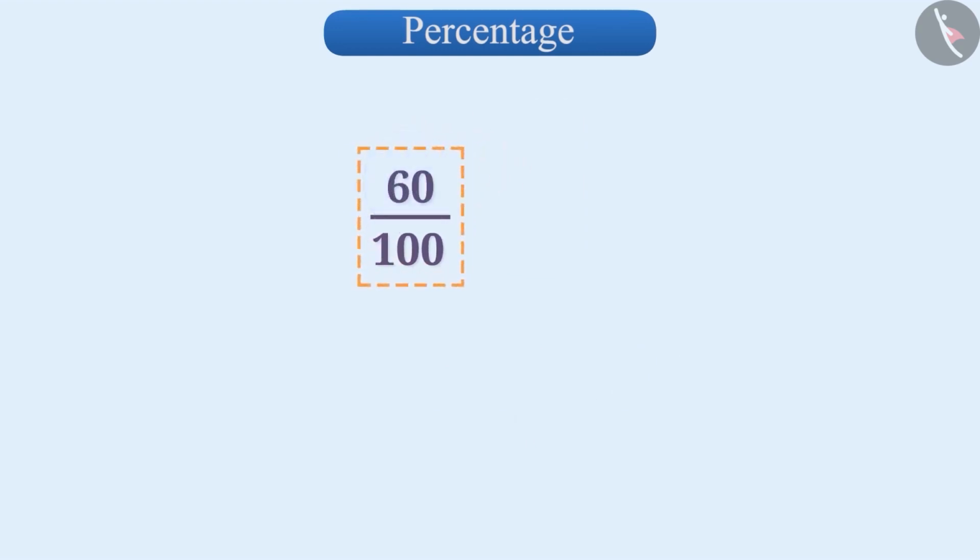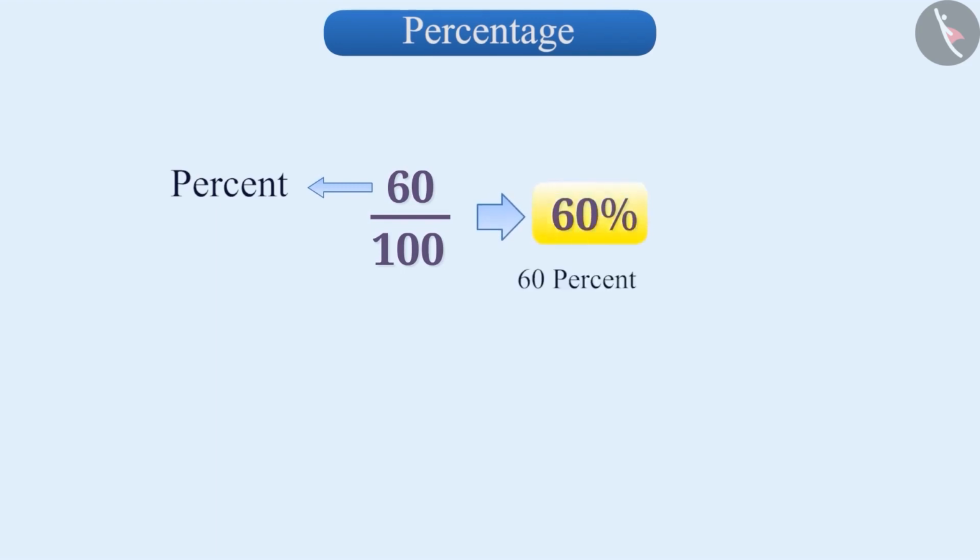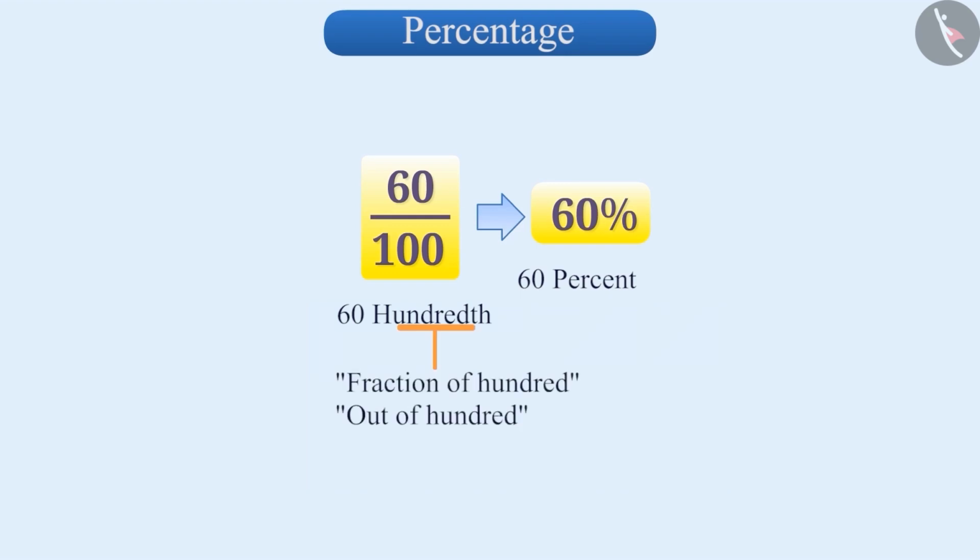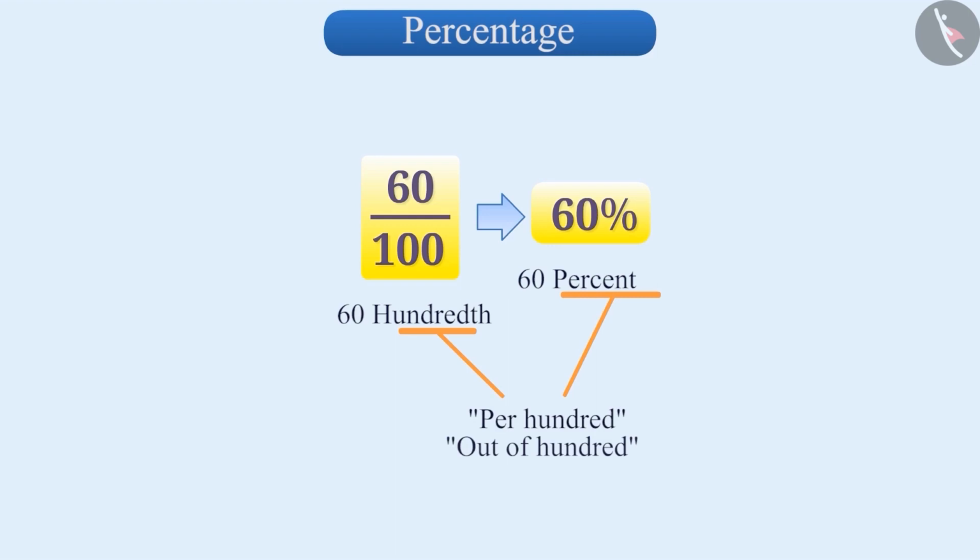Here, 60 is the numerator of a fraction whose denominator is 100. The numerator of a fraction whose denominator is 100 is called percent. We write it this way, and we read it as 60%. But 60 by 100 is also read as 60 hundredths. Meaning of hundredths is out of 100. If we use the word hundredths or percentage, it means per 100 or out of 100. In this way, 60 hundredths or 60% means 60 out of 100.